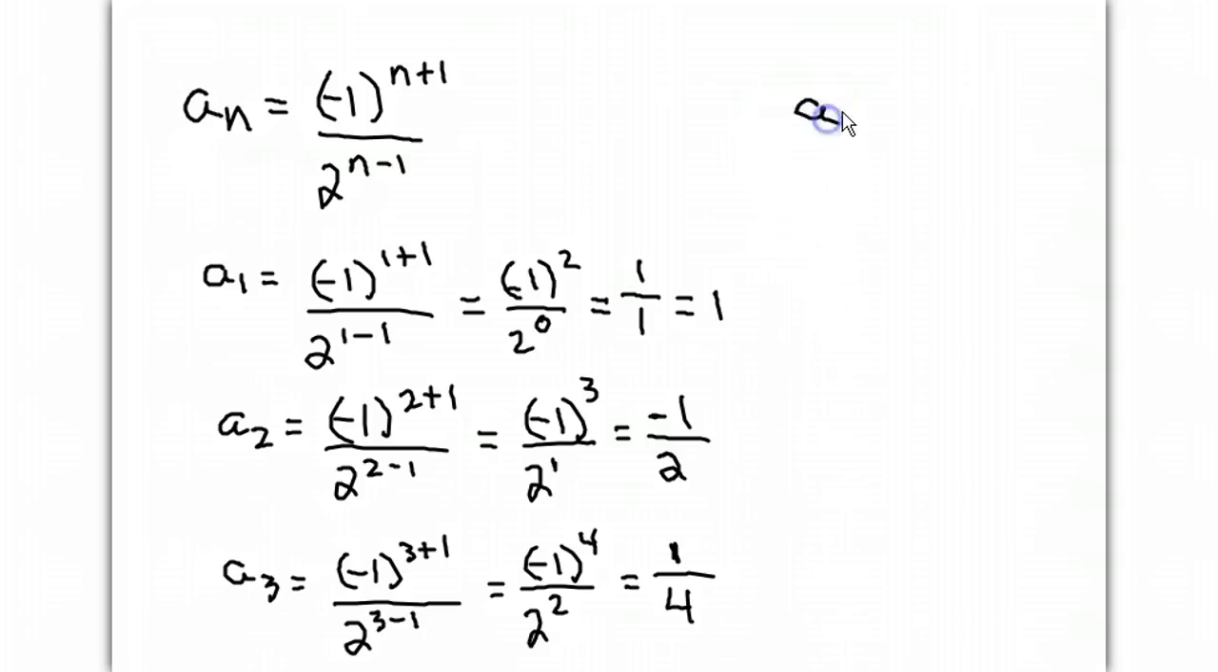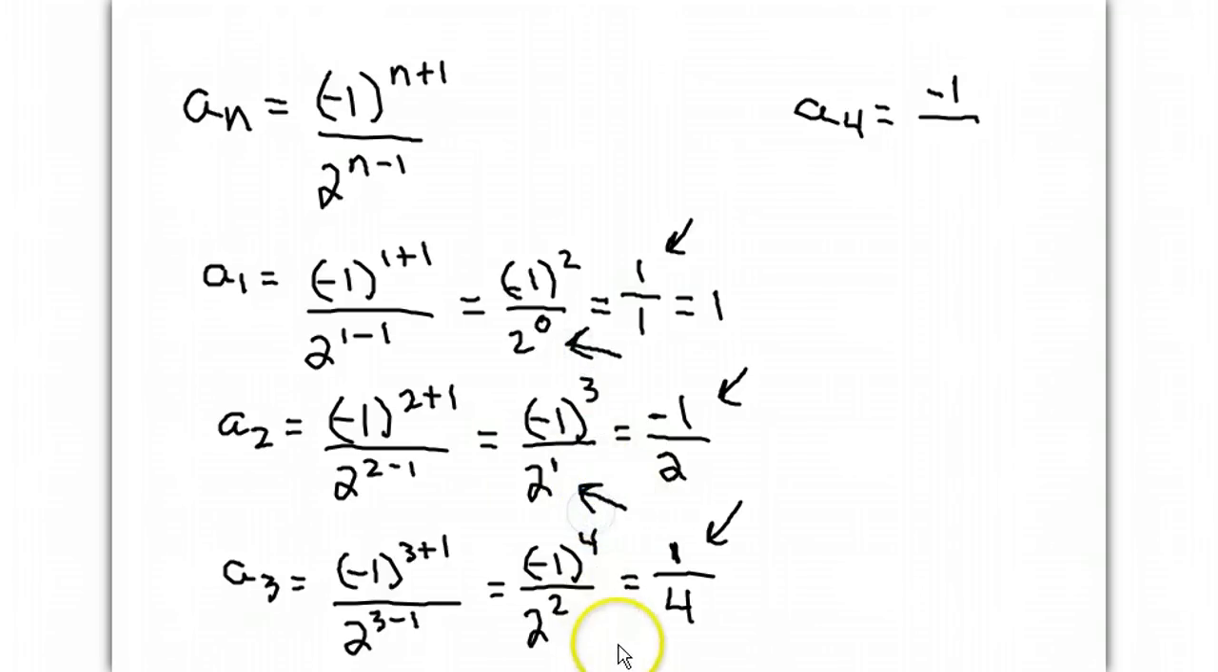So looking at the pattern, let's see if we can figure out a4. For a1, the numerator is 1. For a2, the numerator is negative 1. And for a3, the numerator is 1. So these numerators are alternating: 1, negative 1, 1. So a4 will be negative 1. If we look at the denominators, this one is 2 to the 0, this one is 2 to the first, and this one is 2 to the second. So a4's denominator would be 2 to the third. So the answer would be negative 1 over 8, because 2 to the third is 8.